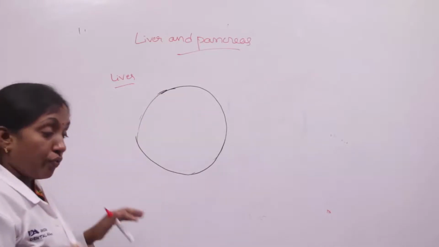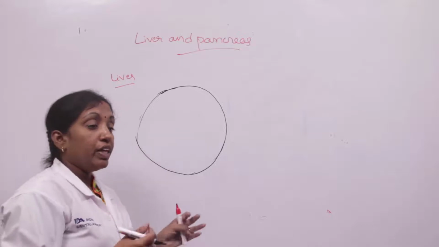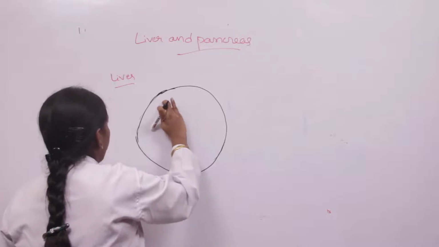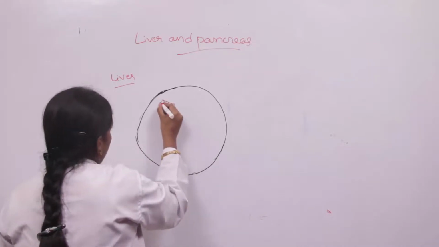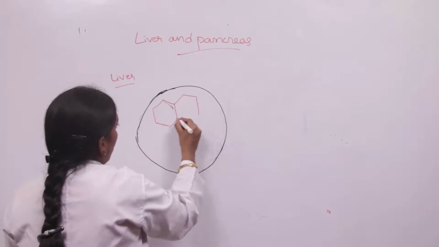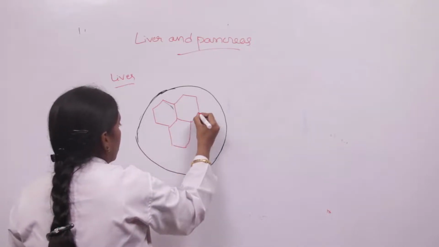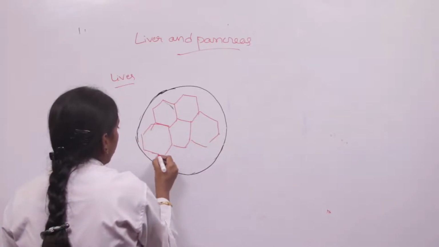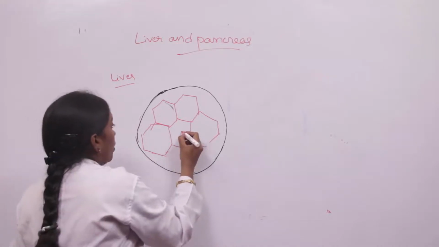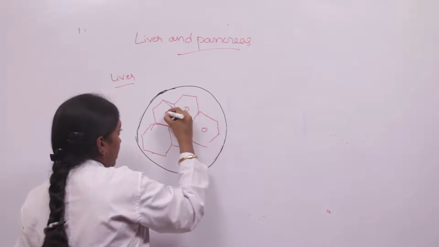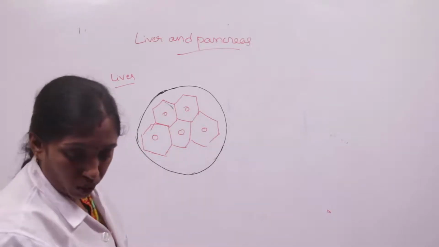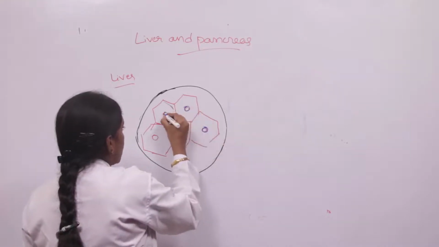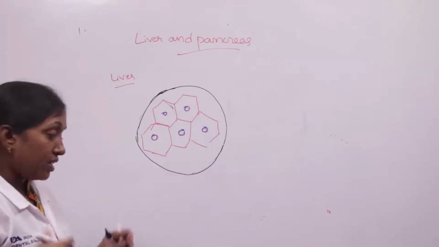And when we take a section of the liver, hexagonal lobules are seen. In the center of each lobule, we can see one vein, that is nothing but the central vein. We can mark the central vein with blue color, as we know that veins are usually marked in blue. So in the center of each lobule, we see a vein called the central vein.